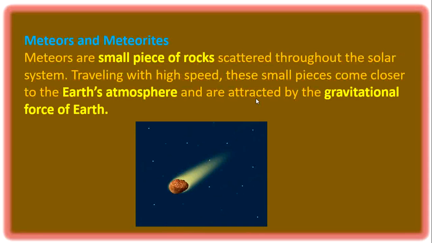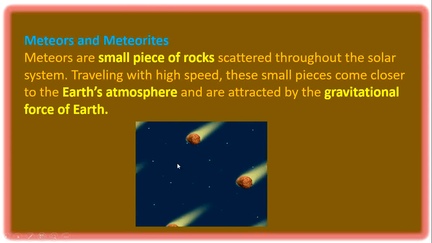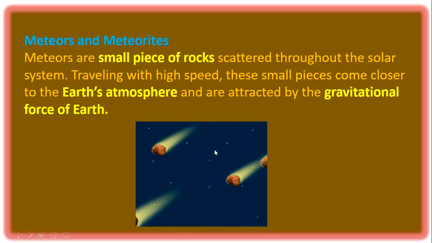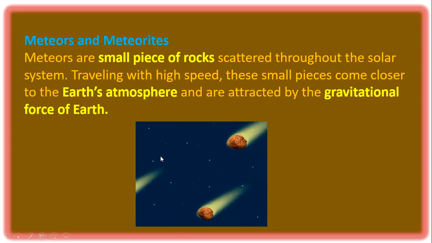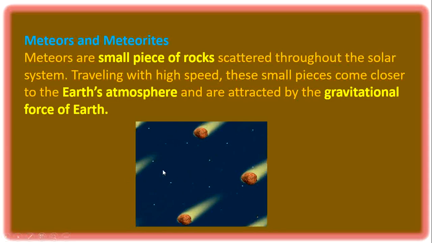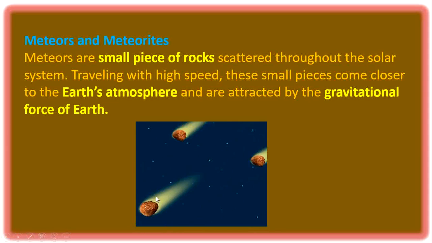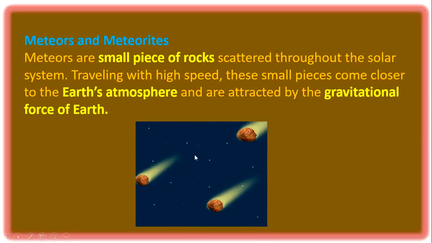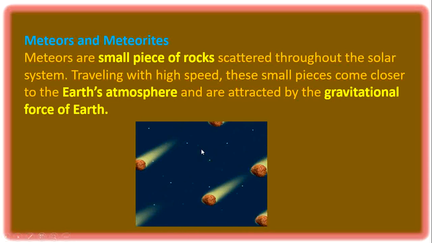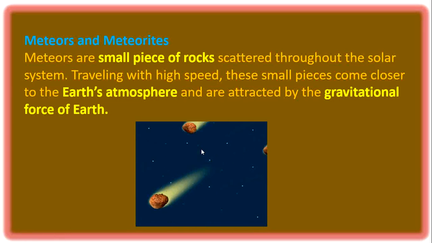Next one, meteors and meteoroids. Meteors are small pieces of rocks. See this diagram, small pieces of rocks scattered throughout the solar system travel with high speed, reach the Earth's atmosphere, and are attracted by the gravitational force of the Earth.